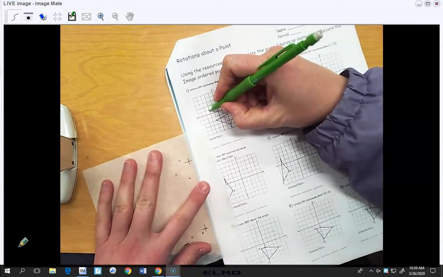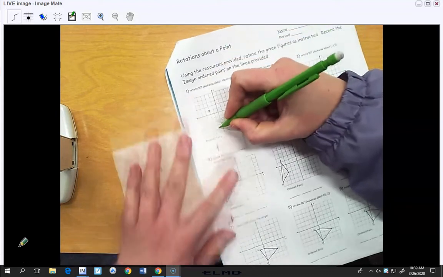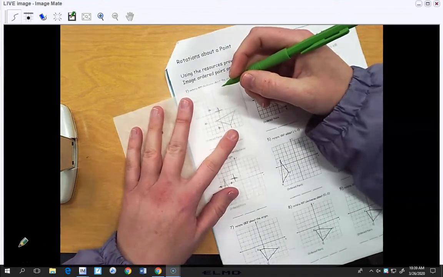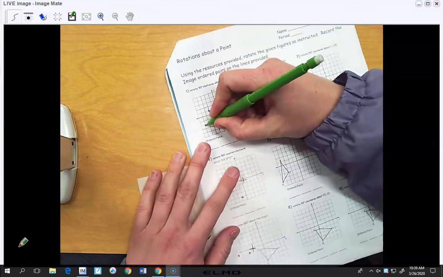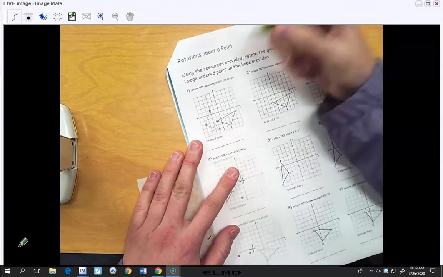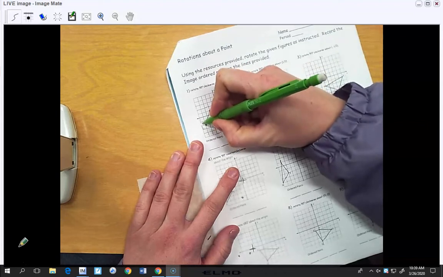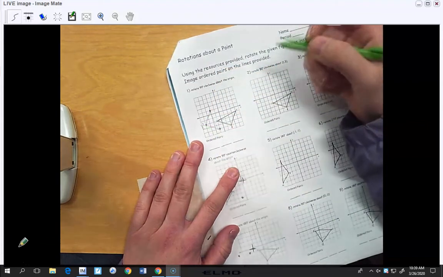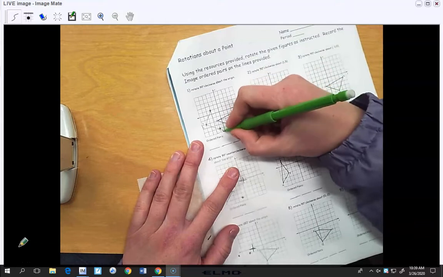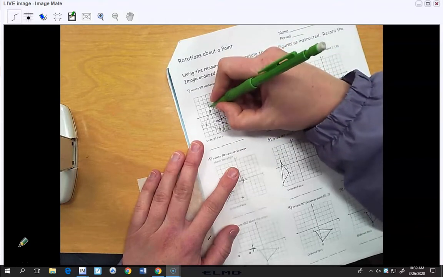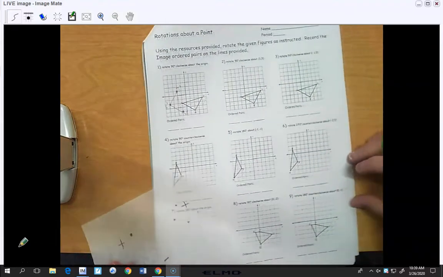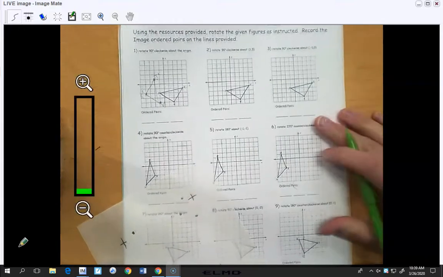There's my new point. There's my new point. And there's my new point. Go ahead and connect them. If you need to label, this point would be K prime. This cute little prime mark just means that, hey, look, we've done something. This would be my V prime, and this would be my J prime. I'm going to zoom that in just a little bit so you can see it just a little bit better.